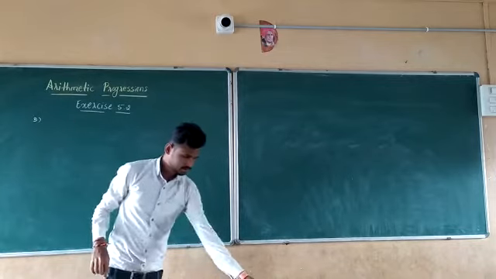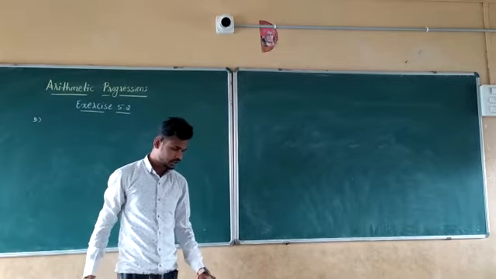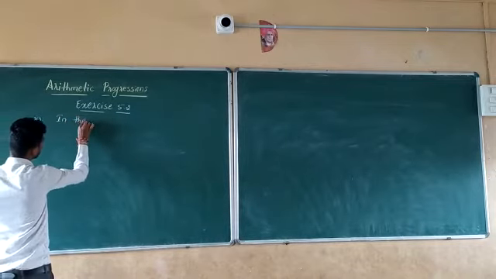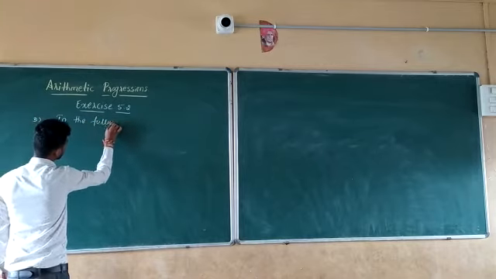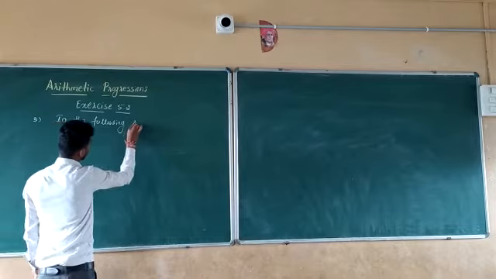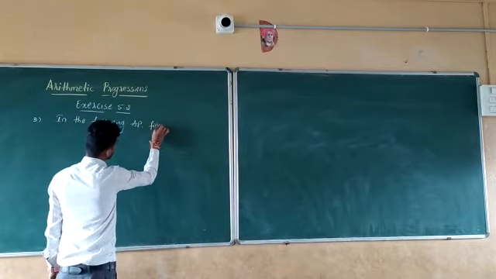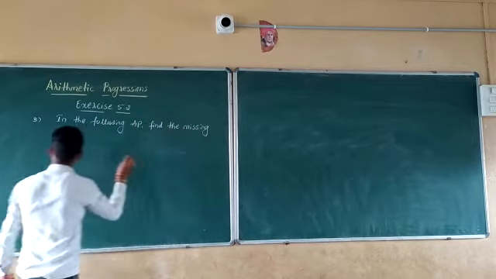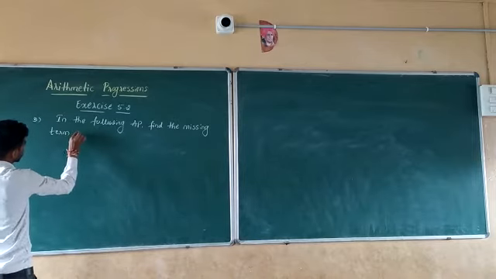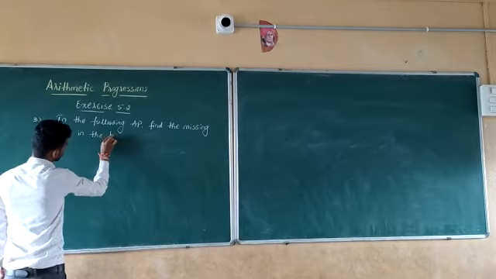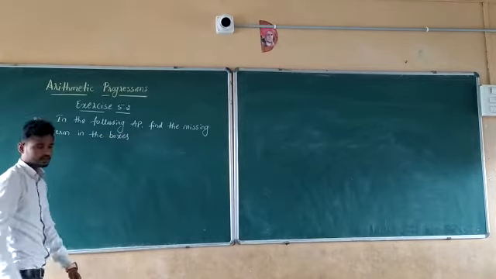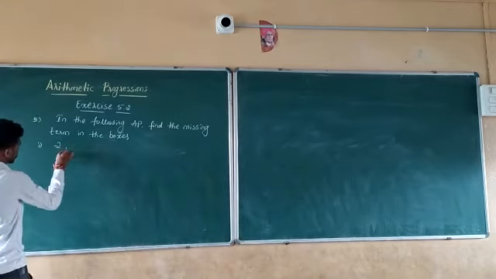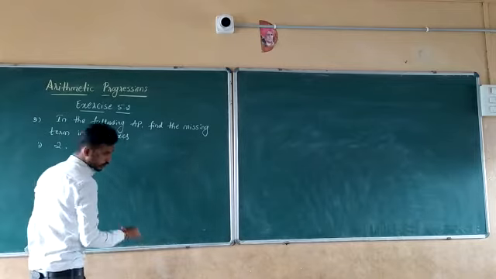So what is it? In the following APs, find the missing term in the boxes. So the first one is 2, blank, 26.